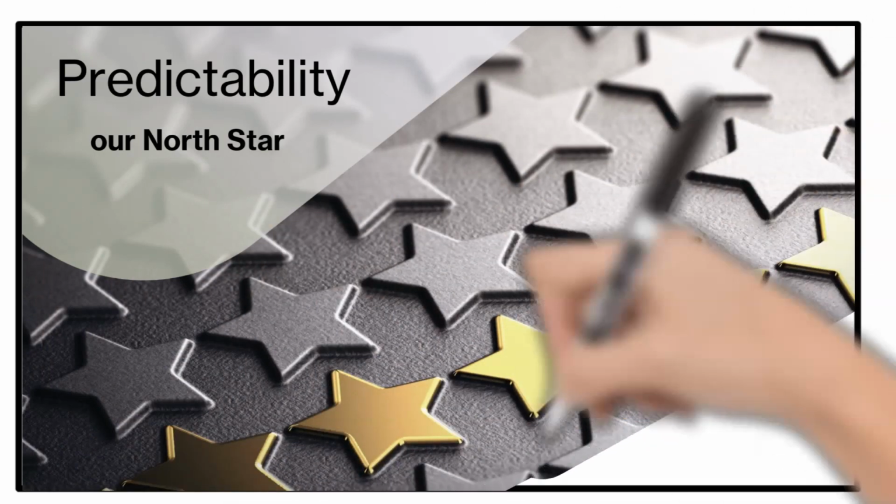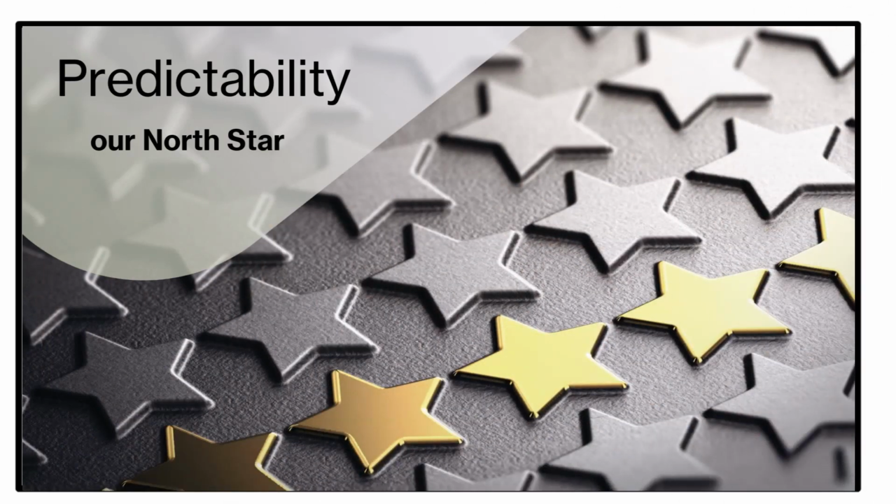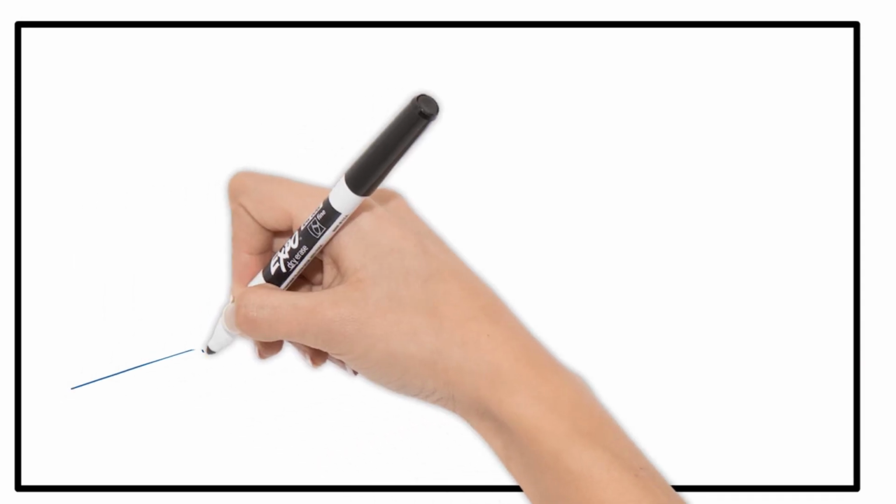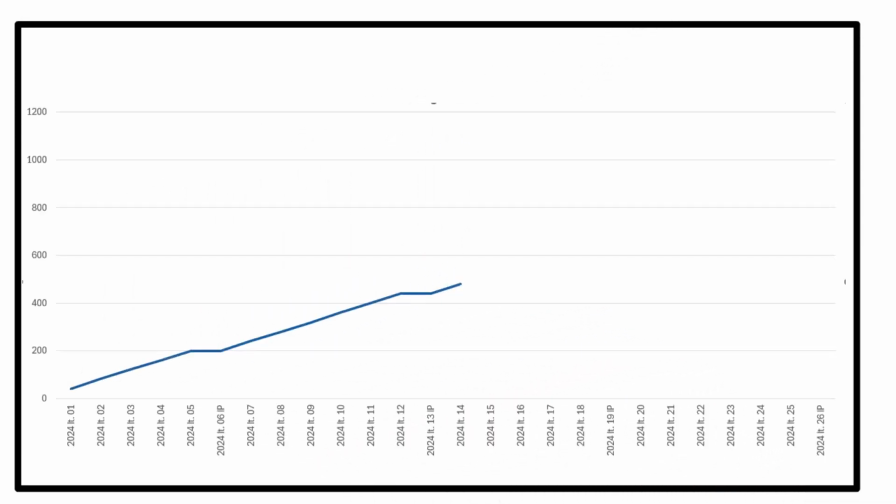Now, why is velocity so crucial? It's all about predictability. Velocity is the North Star for teams, helping them to forecast future work and plan iterations effectively. By understanding their capacity through velocity, teams can set realistic goals and deliver value consistently over time and build trust with their stakeholders.